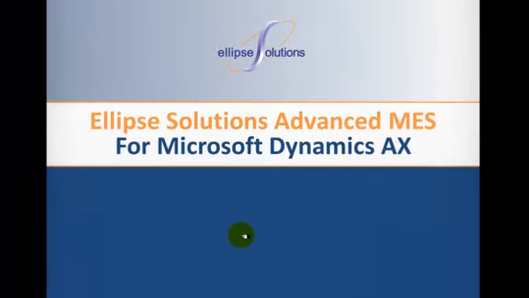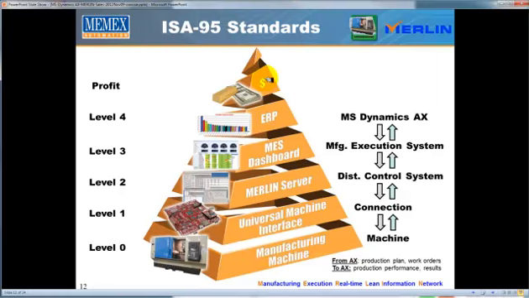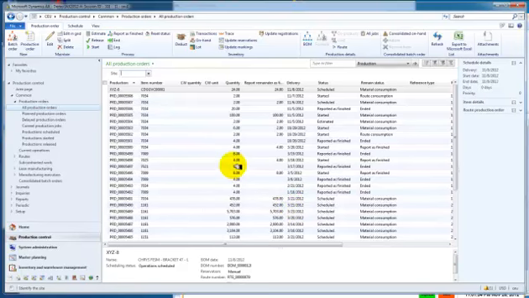This video is about shop floor to top floor information in real time, connecting Microsoft Dynamics AX to Memex's MERLIN manufacturing execution system. Here we see the machine standards for connectivity, ISA 95 standards, where level 4 is the Microsoft Dynamics AX and level 0 is the machine. MERLIN connects level 4 right to level 0 through levels 3, 2, and 1. Take production orders from Dynamics and send them right through to MERLIN, and send the results right back to Dynamics.